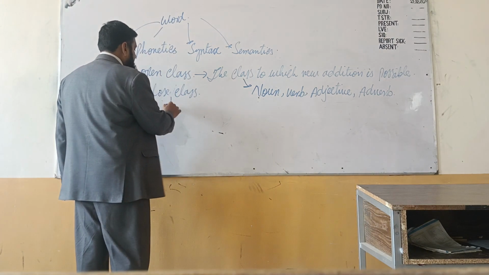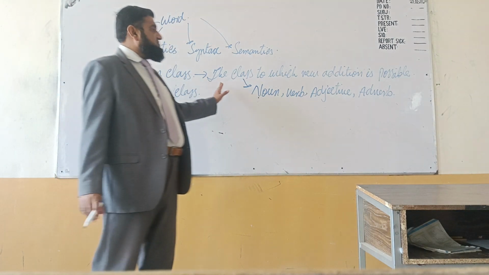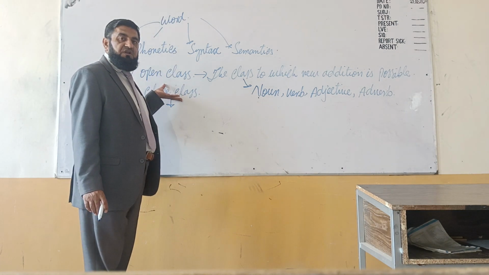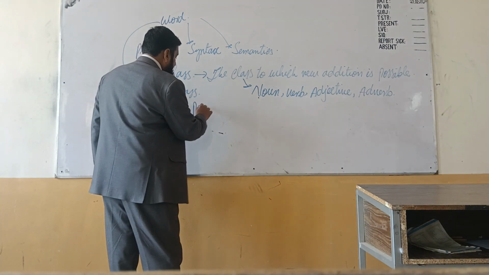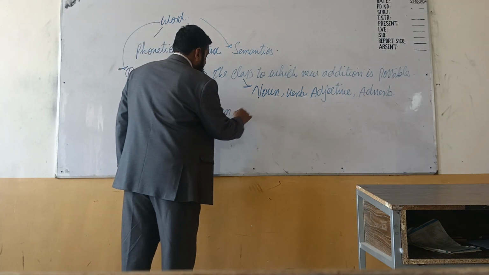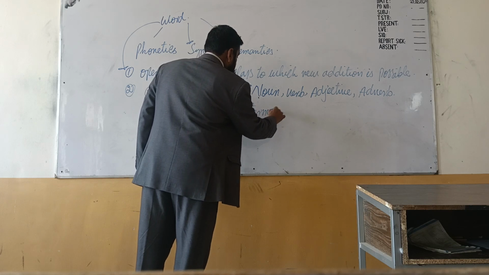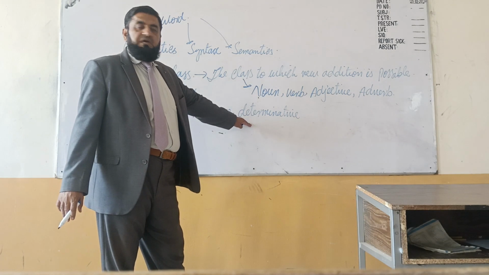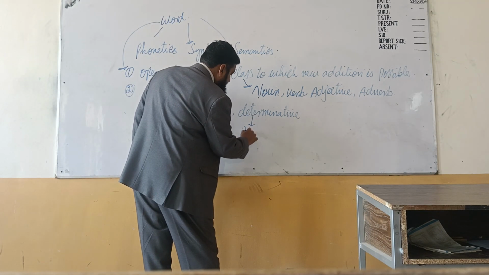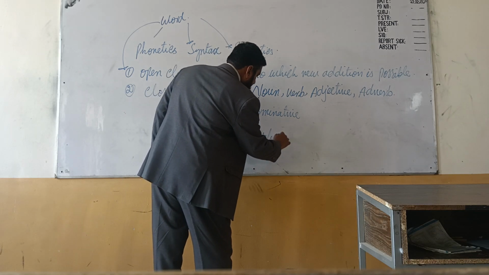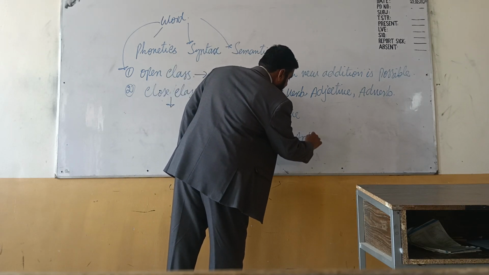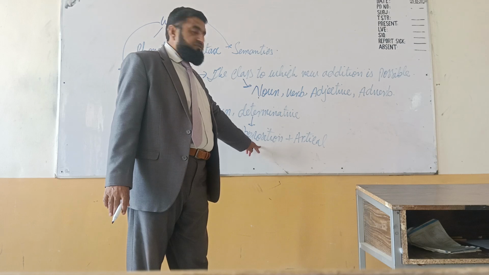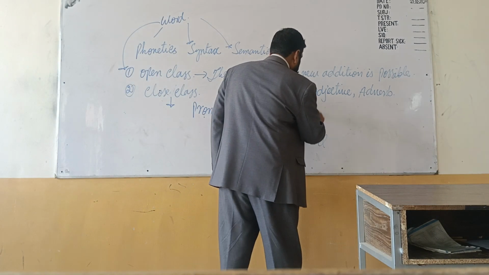Now we are coming towards closed class. Opposite to open class, it is the class to which new addition is not possible. For example, we have pronouns and determinatives. Determinative is a new grammatical terminology, and determinative is composed of preposition plus article. That is called determinatives. We have coordinators.